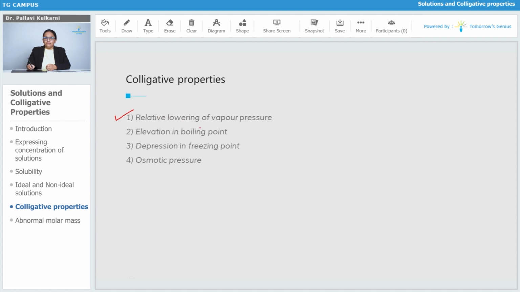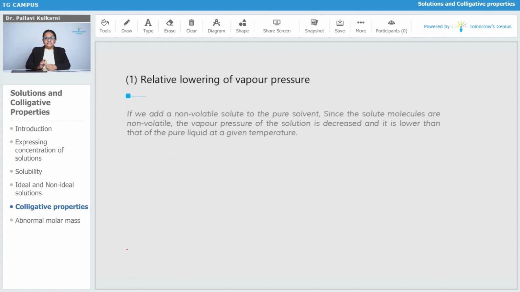There are four colligative properties here. First is the relative lowering of vapor pressure, RLVP. Next is the elevation in boiling point. Third one is the depression in freezing point, and fourth one is the osmotic pressure. Let us start with the relative lowering of vapor pressure.